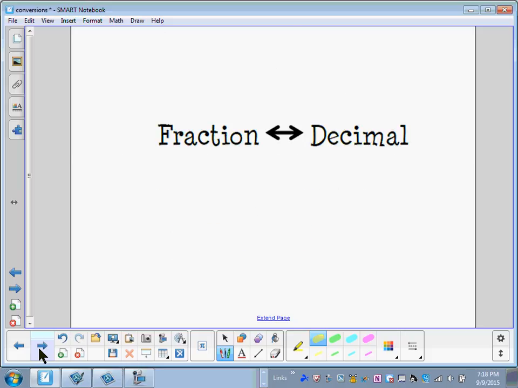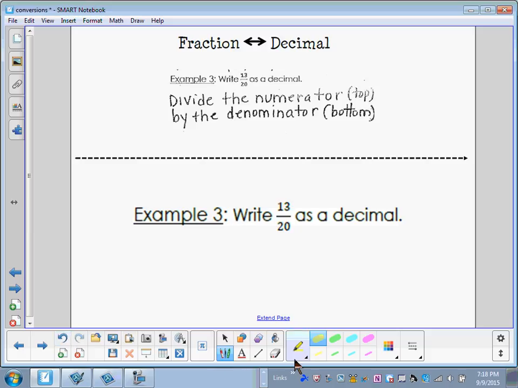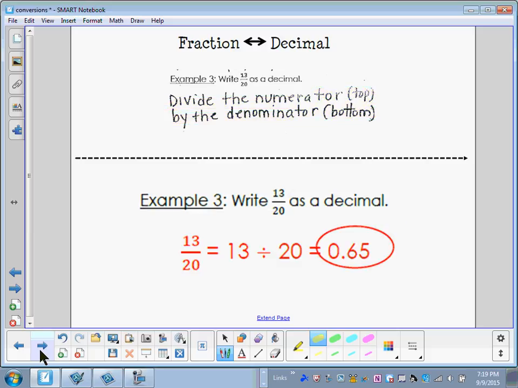Right now we'll take a fraction and convert it to a decimal, and then a decimal and convert it into a fraction. To take a fraction and make it into a decimal, you divide the numerator, or the top number, by the denominator, or the bottom number. So write 13/20 as a decimal. 13/20 is equal to 13 divided by 20, which is equal to 0.65.